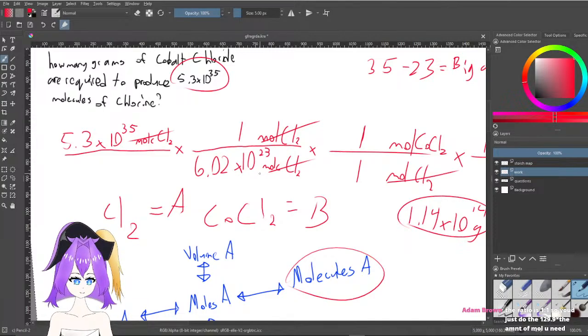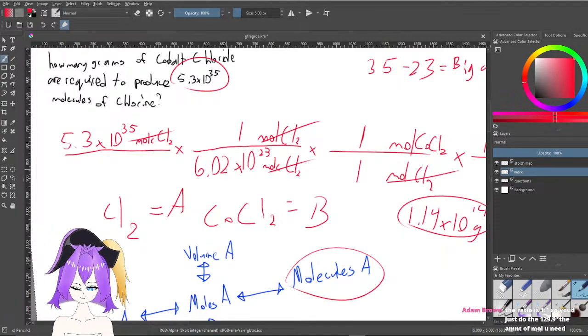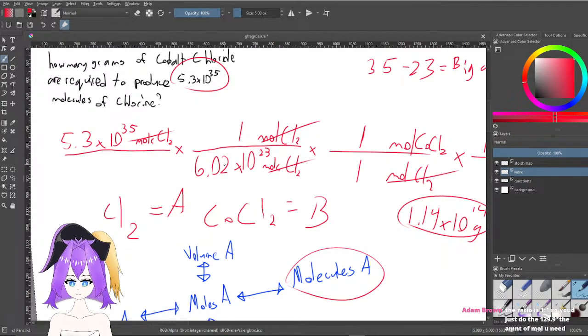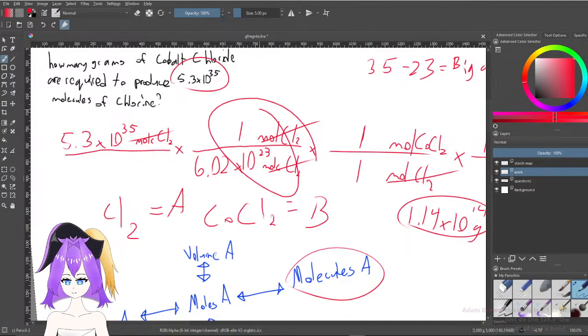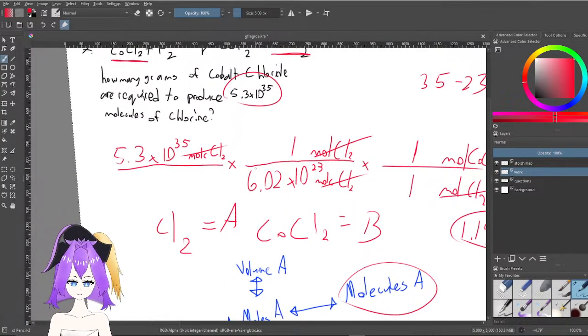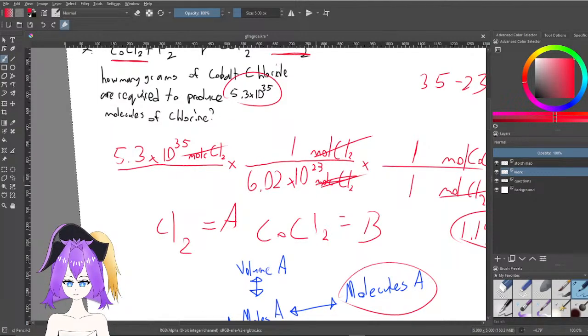Yeah, so, what's his name? The guy with the G, but I forget what his name is, like G's number or whatever. But there are around 6.02 times 10 to the 23rd molecules in a mole, right? So that's where I'm getting the second one. If you were to cancel out the molecules of chlorine to the molecules of chlorine, you would end up with this on the bottom.